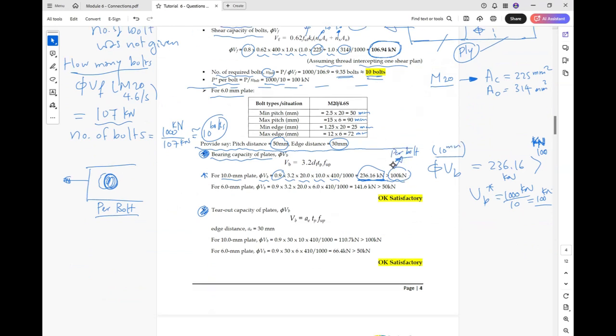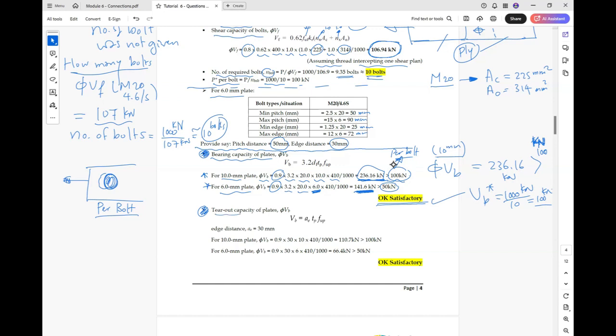Okay. For the 6 millimeter blade, same formula. But what is the thickness of the blade here? 6. So the blade capacity for bearing is 141. What is the force per bolt in this case? 50 kilonewtons. So is it safe or not? Safe. So that's why this condition is safe.